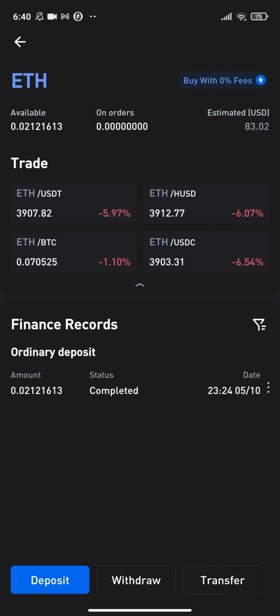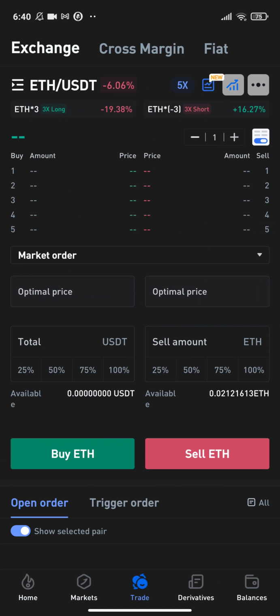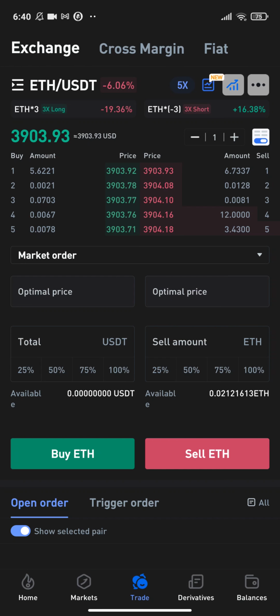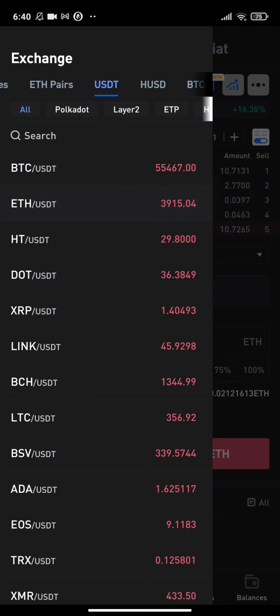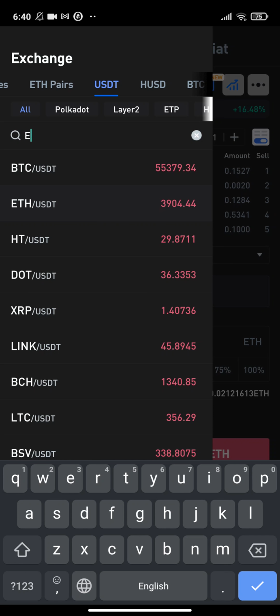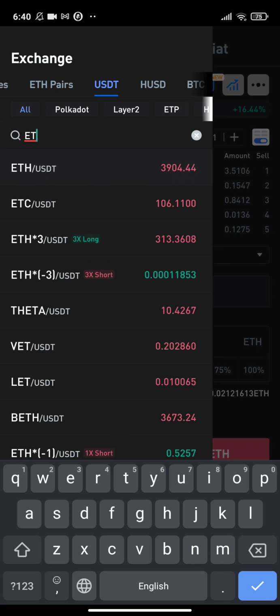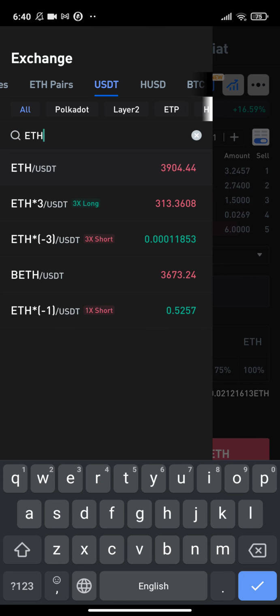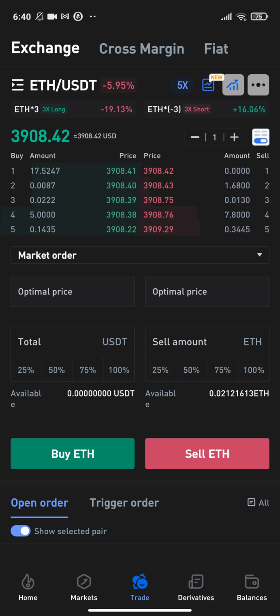I will trade this Ethereum to USDT. Just go here on the trade, search here Ethereum, and here it is in my list. Let's just click Ethereum. Ethereum to USDT. Click here.